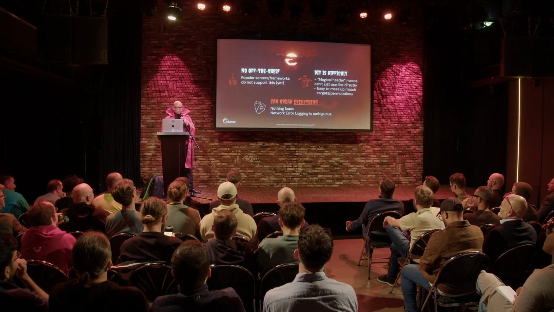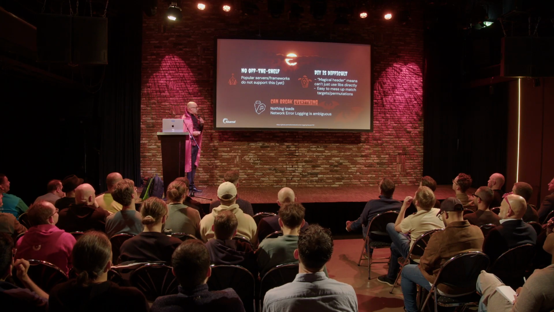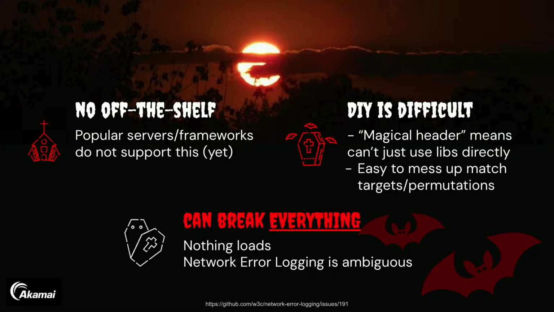Because it is not trivial to actually get this compression going. There are, as far as I know, no off-the-shelf servers or frameworks that actually have this built in right now. And you could conceivably do this yourself, but it is somewhat tricky. You, for example, can't just use a compression library directly because every dictionary needs a magic header value up front. And it turns out in practice it can be quite annoying to match dictionaries to the proper things that the browser has cached, especially if you're iterating on the implementation.